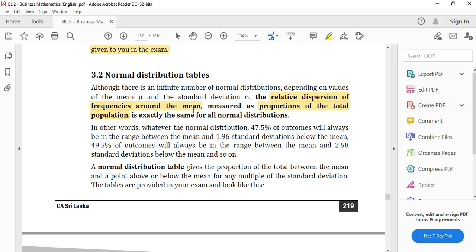Because what we learned in standard deviation was how far the numbers were distributed from the mean. Isn't it? So normal distribution is a better way of checking it, because it measures the standard deviation against the proportion of the total population. Right?